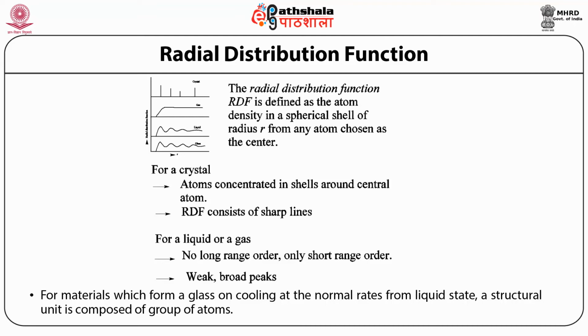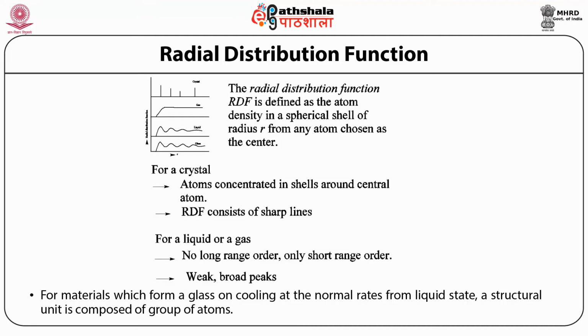The structure of matter in any state can be probed by X-ray diffraction and conveniently described by a function called the radial distribution function, RDF, which gives the density of atoms as a function of distance from any point. It is defined as the atom density in a spherical shell of radius r from the center of any chosen atom. The RDF of a crystal, a gas, a liquid, and a glass are compared in this figure.